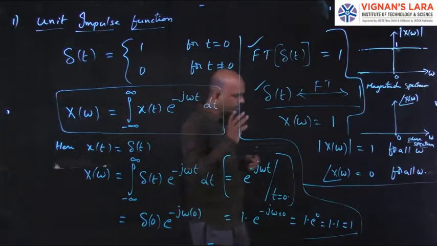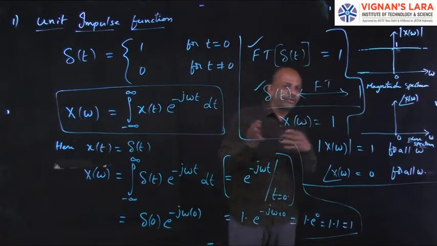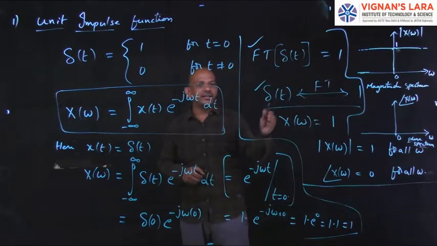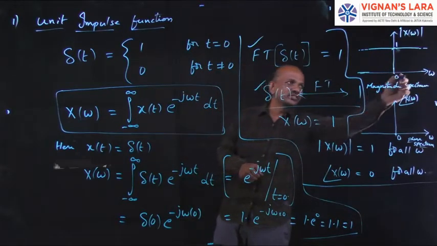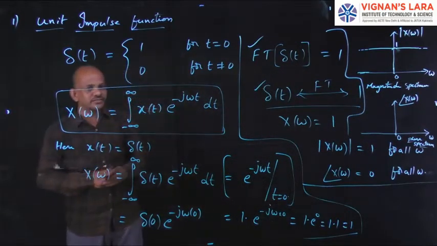Now, using those magnitude values and phase values, I can draw the magnitude spectra and phase spectra. So this is the magnitude spectra and phase spectra for the given unit impulse function.